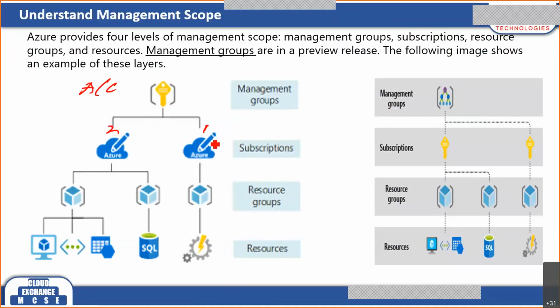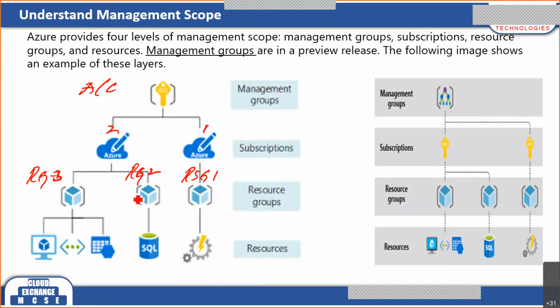In subscription 1, I created only one resource group that is called RSG1, resource group 1. In that we have only one resource. In subscription 2, guys, I have 2 resource groups. One is resource group 2, and one more is, guys, what here? Resource group 3 is there, guys.